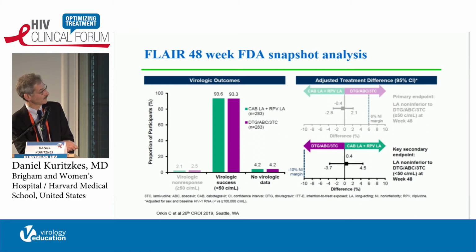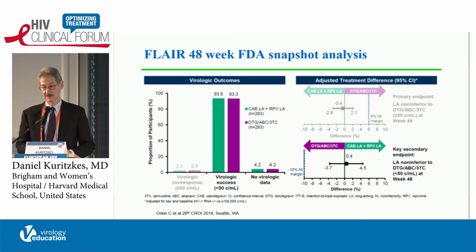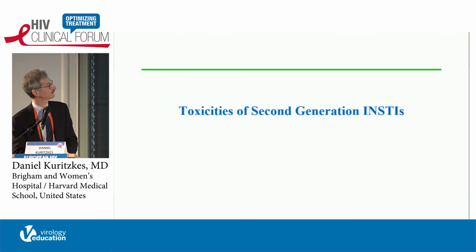The secondary endpoint was the percent who were suppressed, and these numbers are virtually identical, 93.6 and 93.3%, and again, meeting the non-inferiority endpoint. So although once this regimen is approved, you couldn't initiate somebody on injectable cabotegravir and rilpivirine, you could rapidly transition people to that regimen.